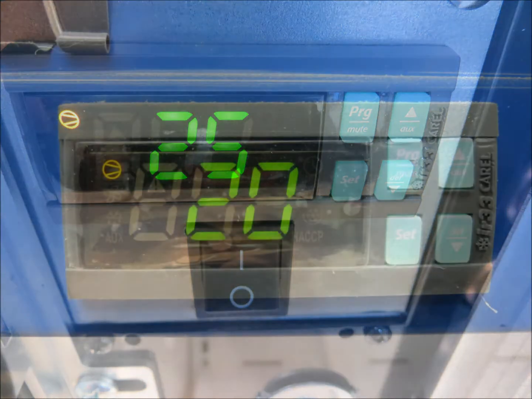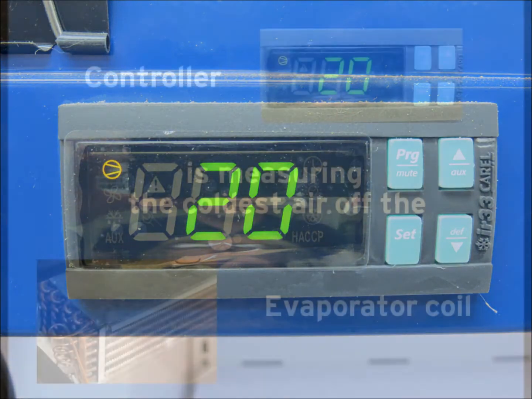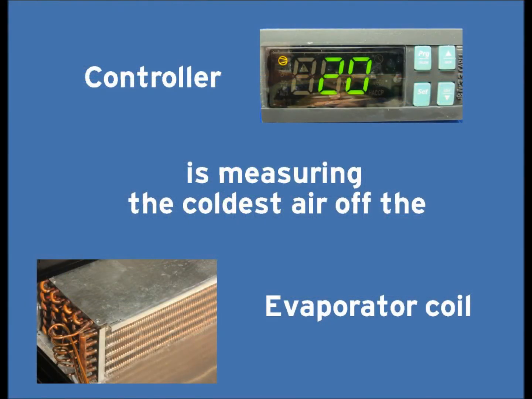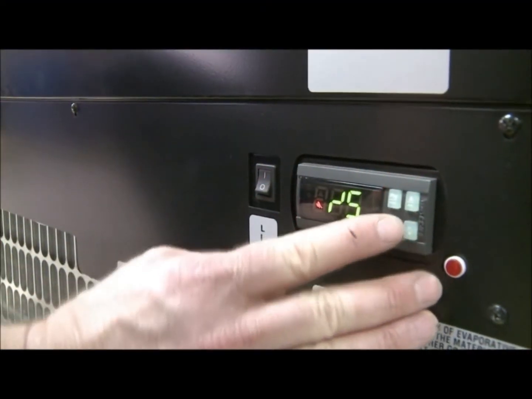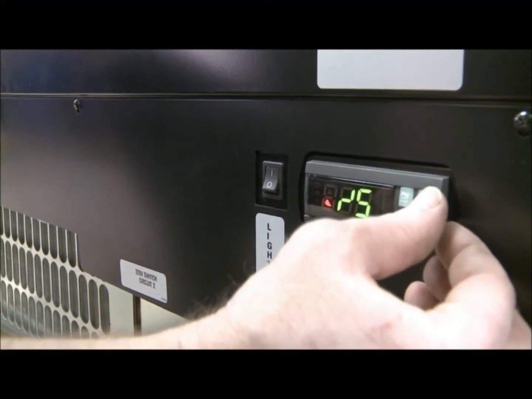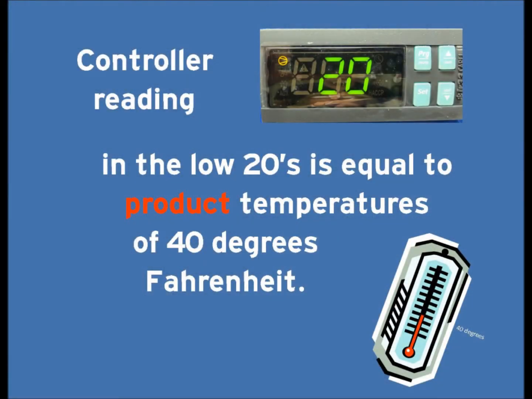The average reading on the controller will be in the mid to low 20s because the controller is measuring the coldest air off the evaporator coil. Do not adjust the temperature on the controller. A reading in the low 20s at the controller is equal to product temperatures of 40 degrees Fahrenheit or below.